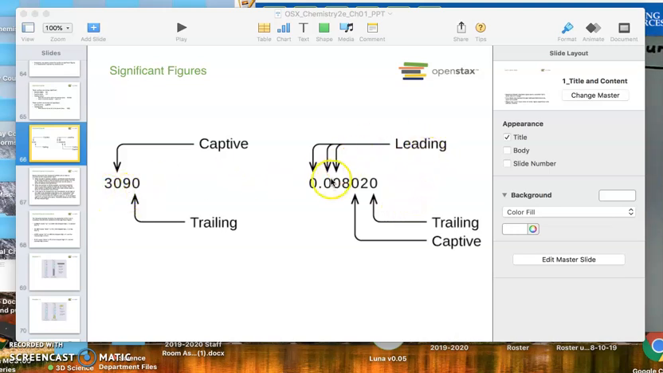Here we see an example of leading zeros. Okay, a leading 0 is going to occur when it's before non-zero digits. It usually is in the format of 0.0 something.